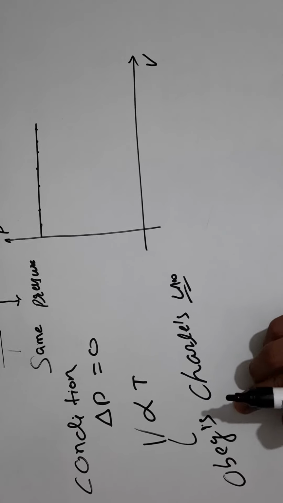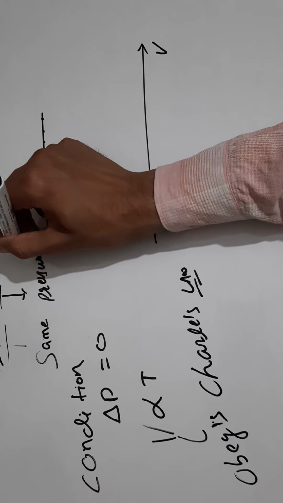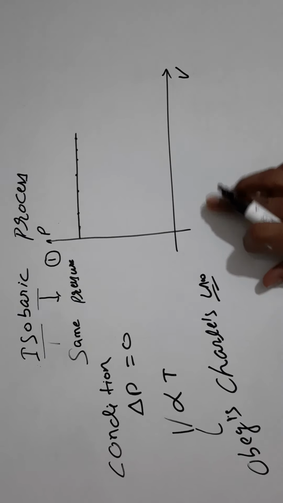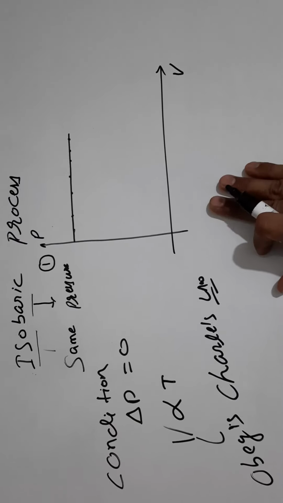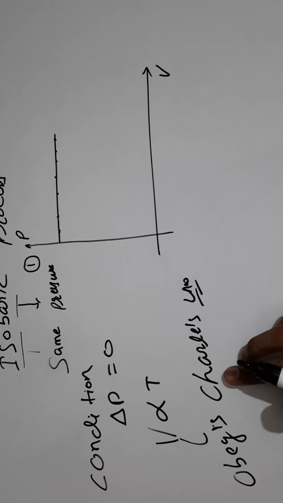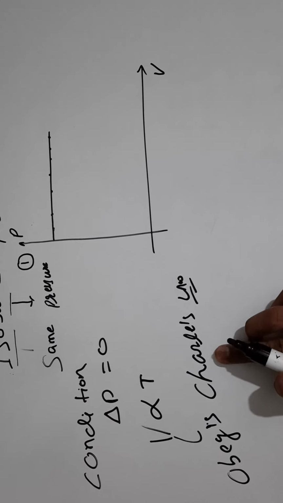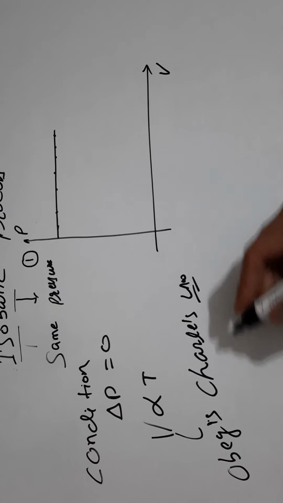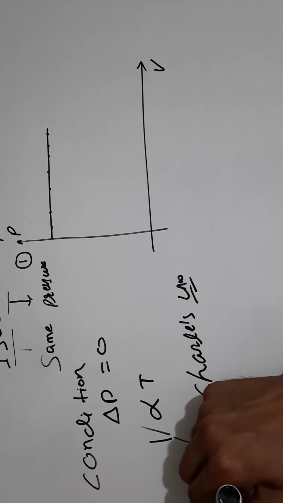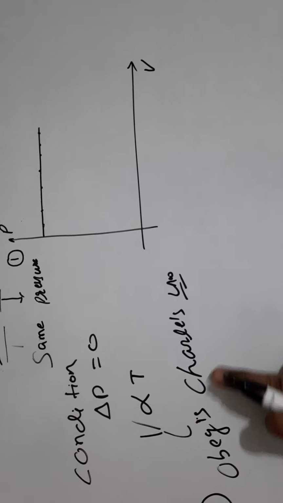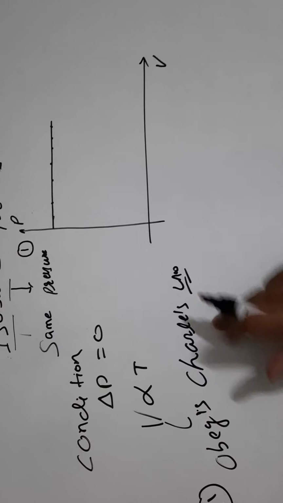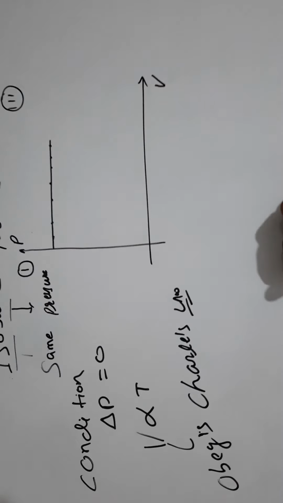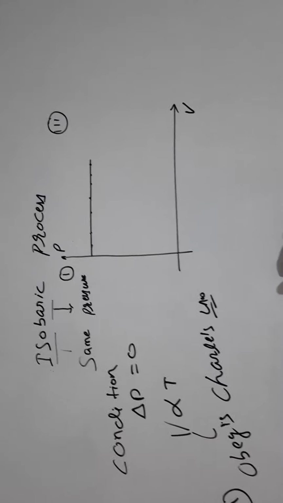Now, the first thing is how to show the isobaric process in the pressure-volume diagram. Then I have shown that the gas law obeyed is Charles's law. This is the second point, what gas law is actually obeyed. And what is the third one? It is the equation of state.